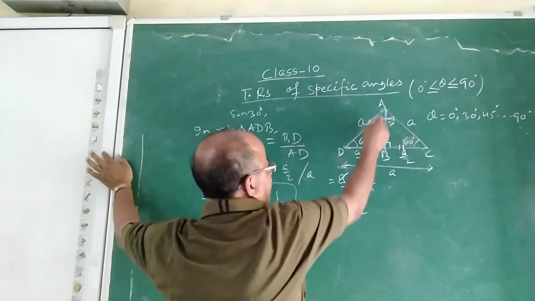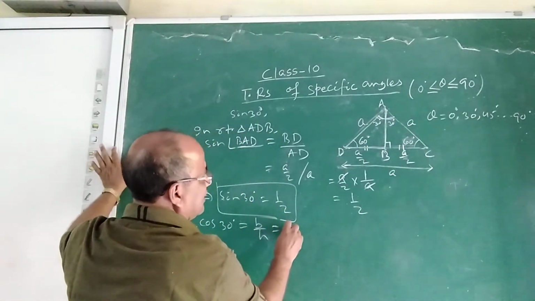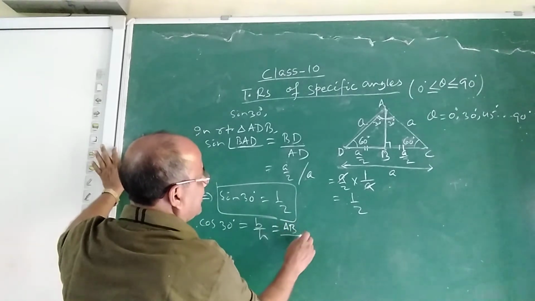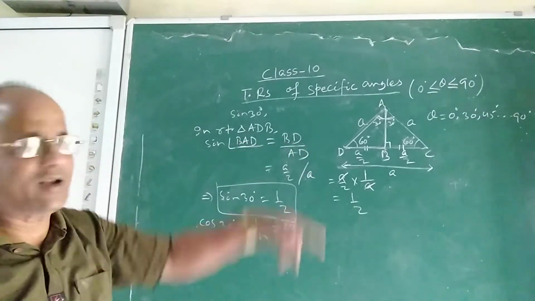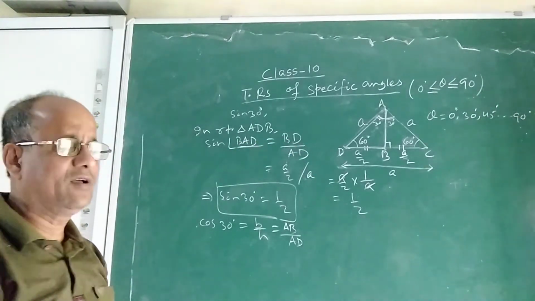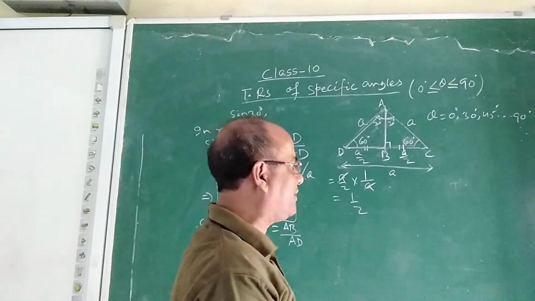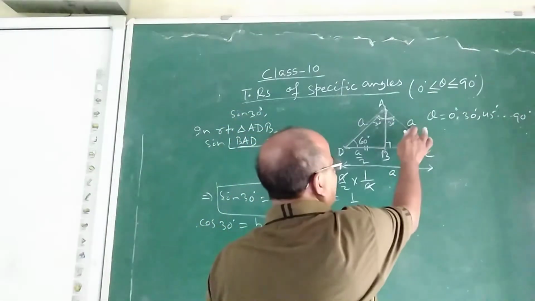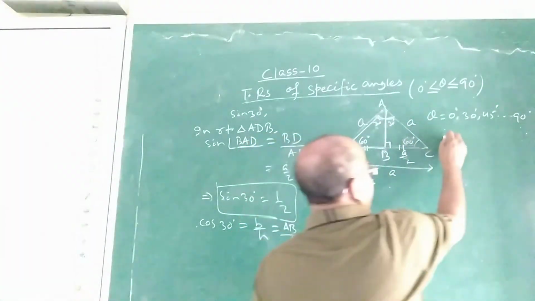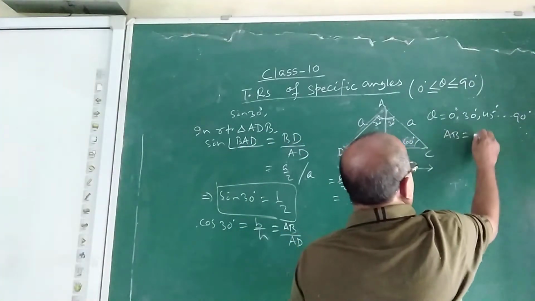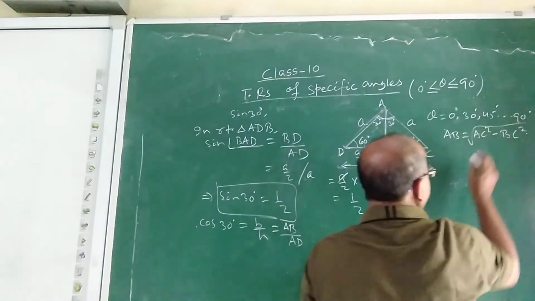Which is B? This one is B. So it is AB by AD. And we have not found AB. AB you can easily find. You know the formula for the altitude of an equilateral triangle. Anyone who has remembered? If you have not remembered, you can use the Pythagoras theorem and find the length of AB. AB equals the square root of AC square minus BC square by Pythagoras theorem.